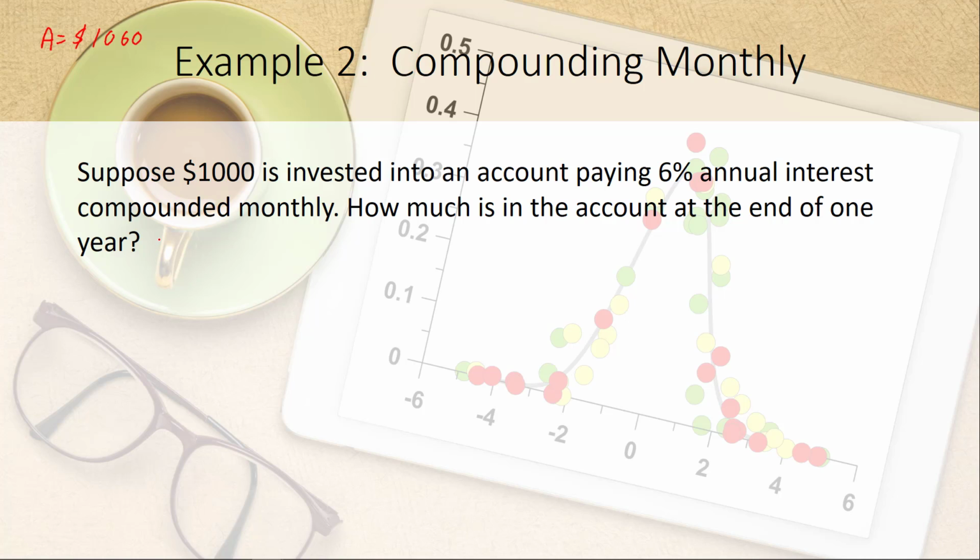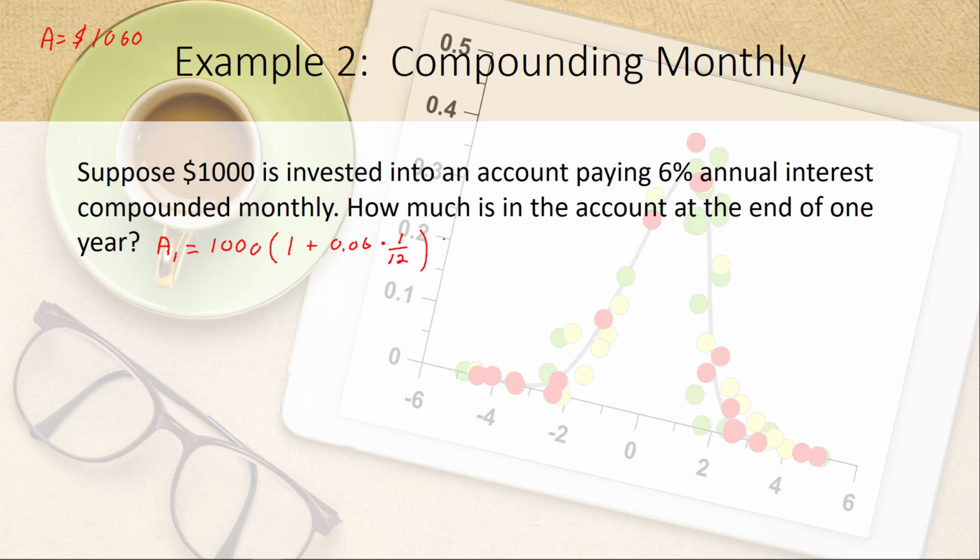So here we are at month 1. And let's say that our future value, I'm going to call A1, is going to be equal to our principal, which is $1,000, times 1 plus our interest rate, which is 0.06, times the duration of the loan, which is 1/12 of a year, since we're only going for a month.